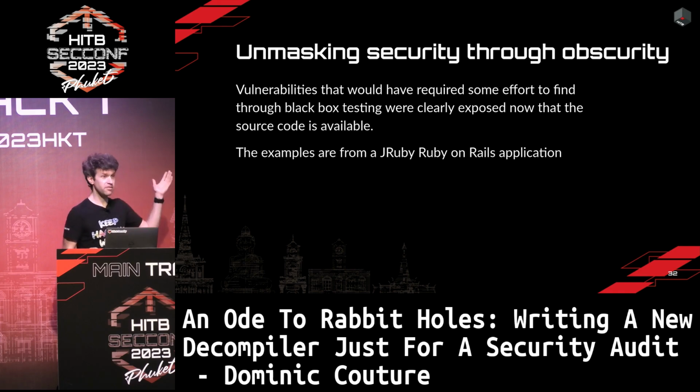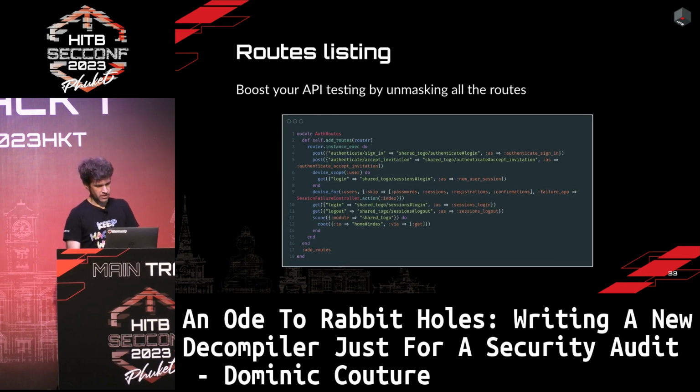I'm going to show a few examples from an unnamed JRuby on Rails application. When you decompile a web application, if you're black box testing and there's no Swagger endpoint that tells you all the API calls you can do, you're going to have to fuzz to figure out what all the APIs do. When you can reverse, you get all the route definitions. That helps you test every single part of the application and unmask a lot of things that probably have vulnerabilities, but the API is not even documented.